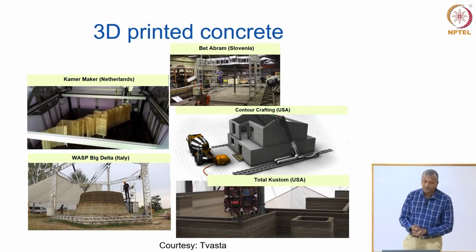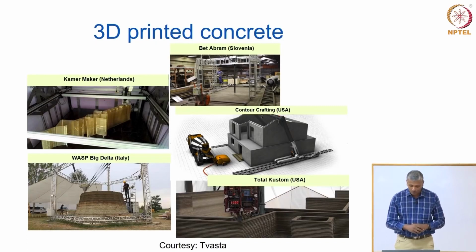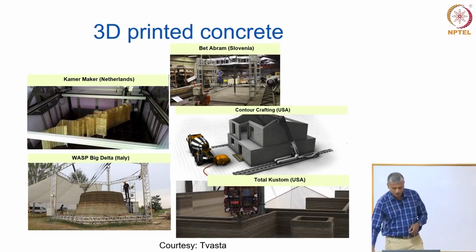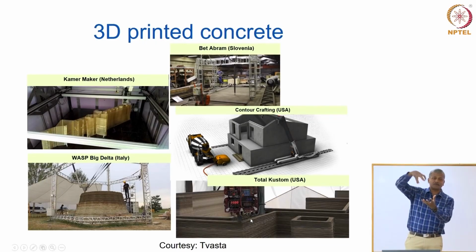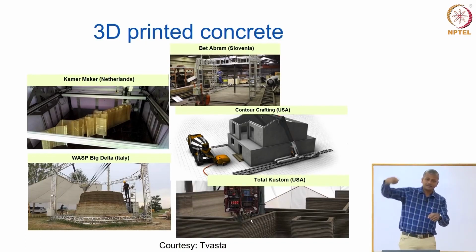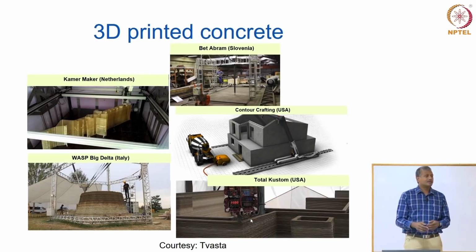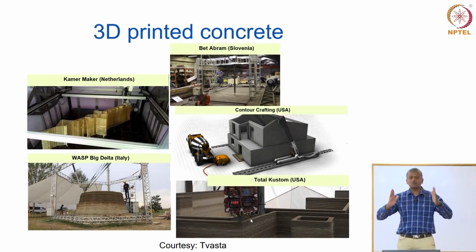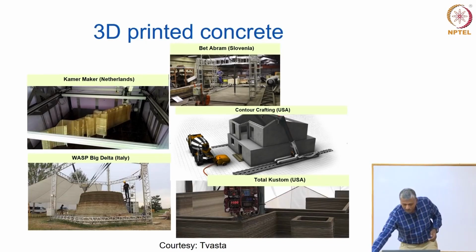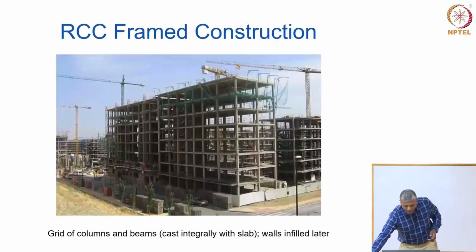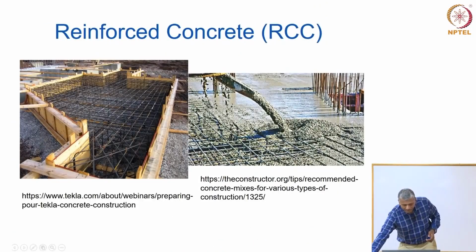There are several different people who are doing 3D printing around the world. Some examples are given here, like the Contour Crafting Corporation. There's Total Custom in the US. So you can see what happens in this case is the concrete mix is fed inside the printer, and the nozzle simply prints a layer of concrete and then deposits one more layer and one more layer and so on. So what is the advantage here? The advantage here is, in the past when you had to build with concrete, you had to put formwork, right? I showed you that in one of the previous pictures, this formwork that you have on the side.